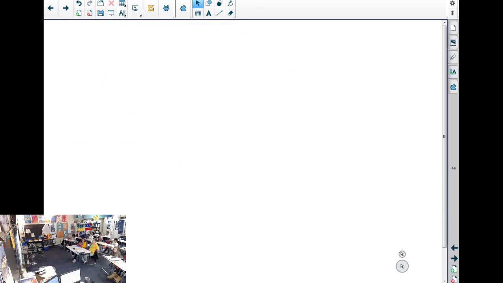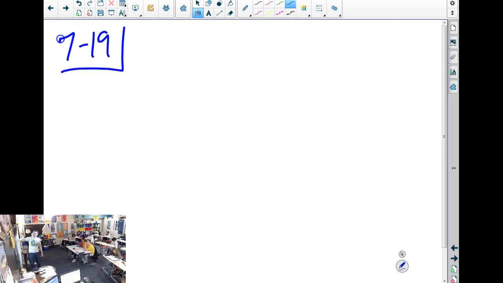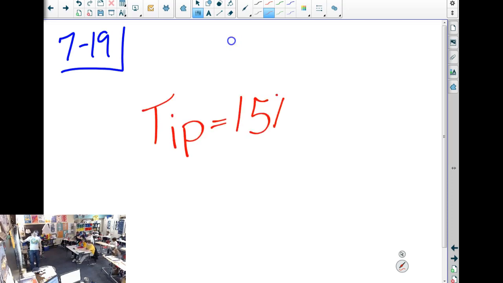If Josiah wants to leave a 15% tip, which is pretty standard tip amount, on a bill that was $38, we want to leave a tip of, so let's write down tip. We want the tip to be 15% of the bill. And normally it's anywhere from 10 to 20.